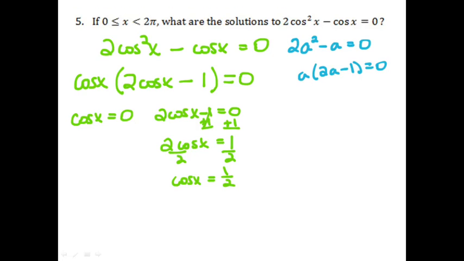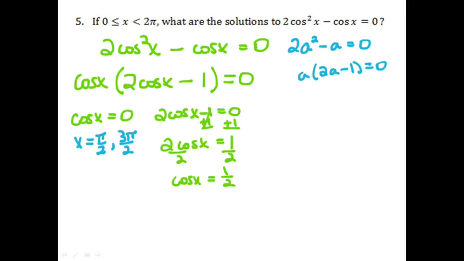So now it's time to start thinking about our unit circle. Where is cosine x equal to 0? Now remember, cosine is the x coordinate on the unit circle, and so if it's going to be equal to 0, that means that we're on the y-axis somewhere. And so for cosine x equal to 0, our angles are pi over 2 and 3 pi over 2, because those are the two angles that are on the y-axis.